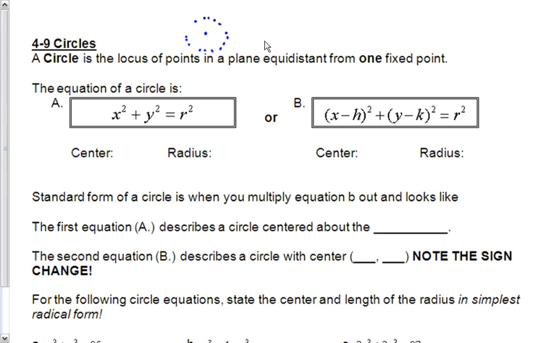Think of that little thing where you just take a string and you hold it at the center and then go around. Like, oh, there it is.